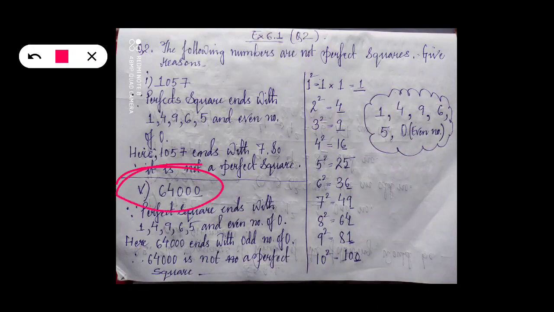Okay, let's see question number 5. Perfect squares end with 1, 4, 9, 6, 5 and even number of zeros. Here 64000 ends with an odd number of zeros because there are 3 zeros, and 3 is an odd number. To be a perfect square, the zeros should be even in number. So 2 zeros or 4 zeros or 6 zeros, like that. So here 64,000 ends with an odd number of zeros, therefore 64,000 is not a perfect square. It's very easy, isn't it?